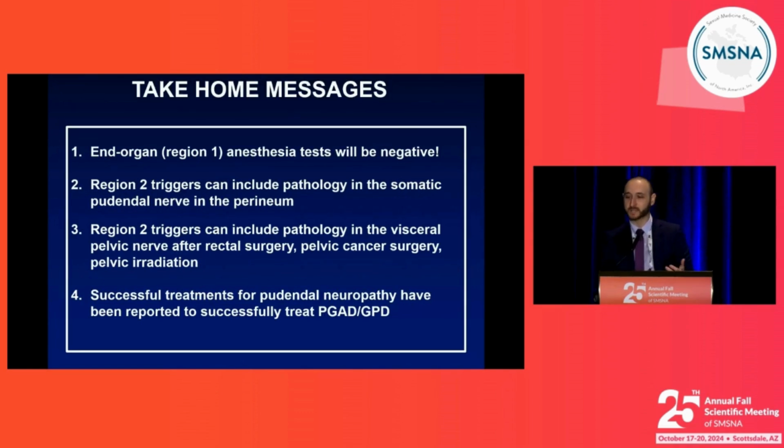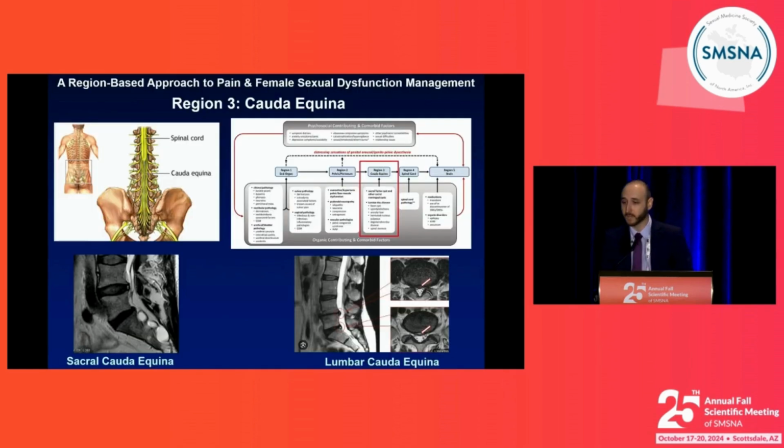Region 2 take-homes: the end organ, in other words, region 1 anesthesia test will be negative. Region 2 triggers can include pathology in the somatic pudendal nerve in the perineum. It can include pathology in the visceral pelvic nerve after rectal surgery, pelvic cancer surgery, or pelvic irradiation. And successful treatments of pudendal neuropathy have been reported to successfully treat persistent genital arousal disorder as well as genital pelvic dysesthesias like pain.